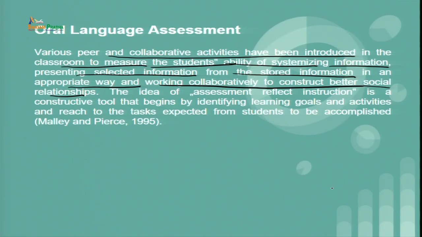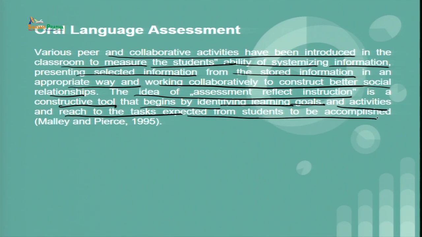And when they do work, they collaboratively perform. So the idea of assessment reflects instruction. It is a constructive tool which helps in progression, and it begins by identifying learners' goals and activities and reaching out to the tasks expected from students to be accomplished.